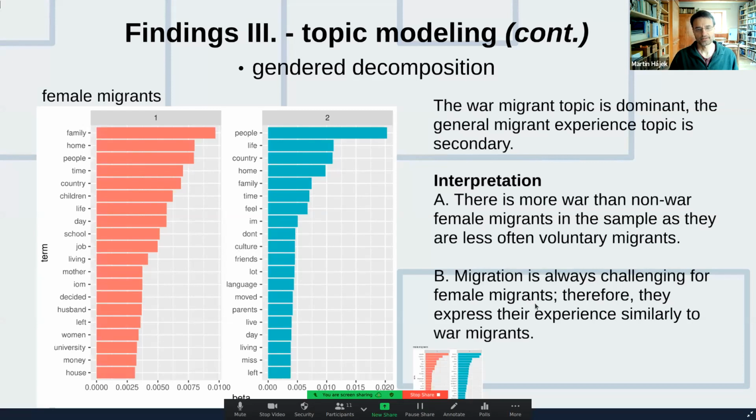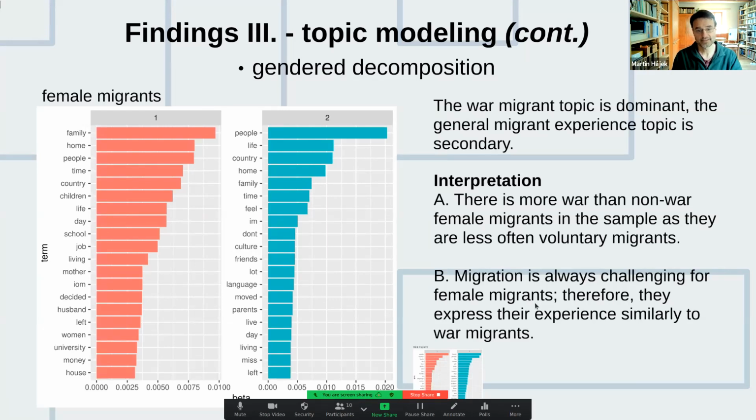The second possible interpretation, or hypothesis, that would have to be researched more in a qualitative type of analysis by reading these narratives, is that migration is more challenging for women than for men, and therefore they express their experience in terms similar to general war-like migrants. So this could be the second interpretation. And of course, these are hypotheses. We cannot prove it from just topic modeling, but topic modeling provided us with inspiration for formulating these hypotheses, and we can explore it more.